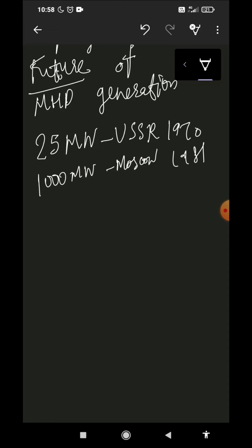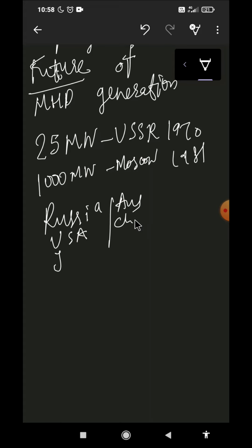commissioned in USA. So which are the major countries involved with MHD activities? There are Russia, USA, Japan, Australia, China, India, Italy, Israel, and Poland. So these are the 9 countries which are involved in MHD activities.